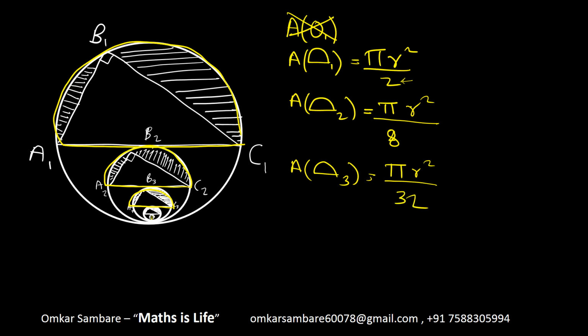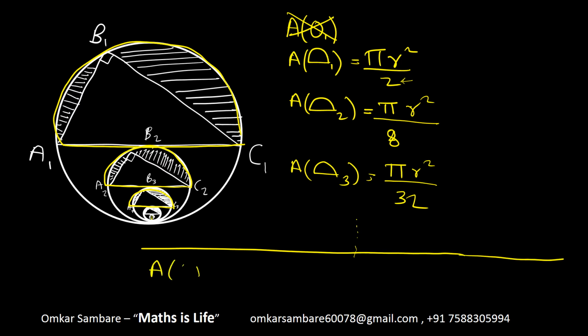So it will become 32, and like this it will continue till the end, till an infinite number of semicircles. Okay, so let's make the addition of all these semicircles. The area of all semicircles will be... what can we take common from this?